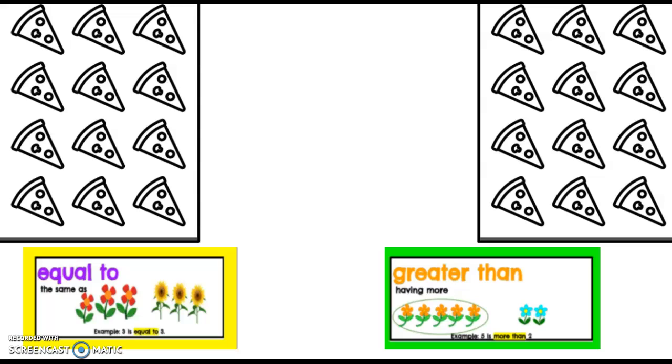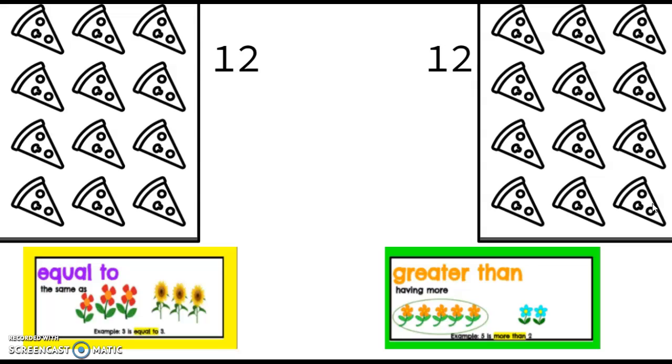All right, so by looking at these sets of objects, what do you notice? They look the same, okay? I noticed the same thing. Let's count them and see if they're the same. Ready? 1, 2, 3, 4, 5, 6, 7, 8, 9, 10, 11, 12. So we have 12 pizzas here. Let's count how many we have here. 1, 2, 3, 4, 5, 6, 7, 8, 9, 10, 11, 12.